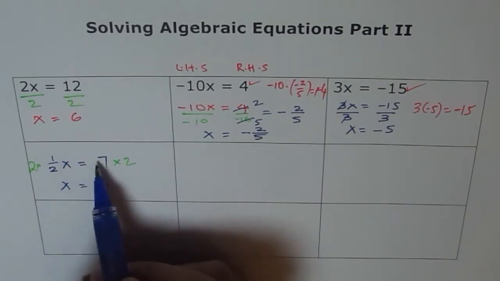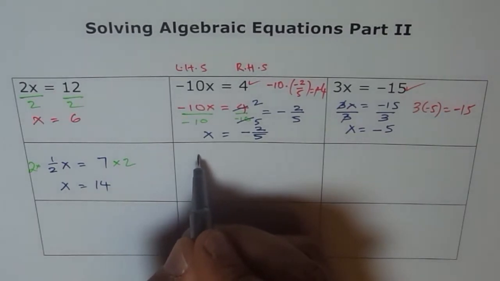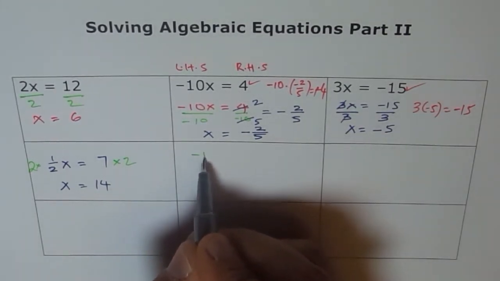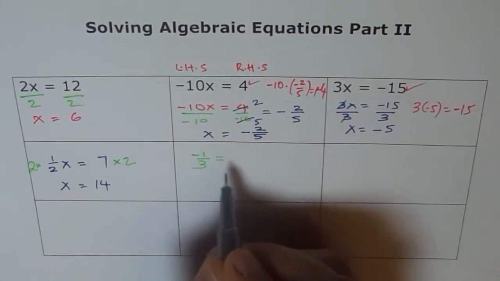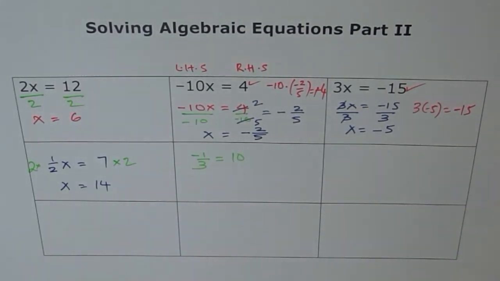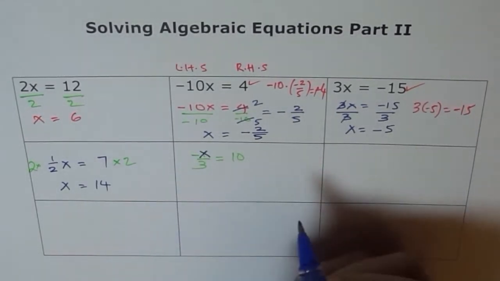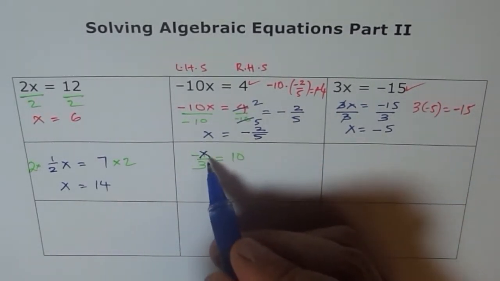14 divided by 2 is 7. Oh, correct. Okay, let's do it this time once again. Let's do it this time as minus 1 over 3 x is equal to 10. Okay, fine. But there is no x in it. So we'll put one x here. Minus x over 3. Okay, it's kind of divided by minus x over 3.